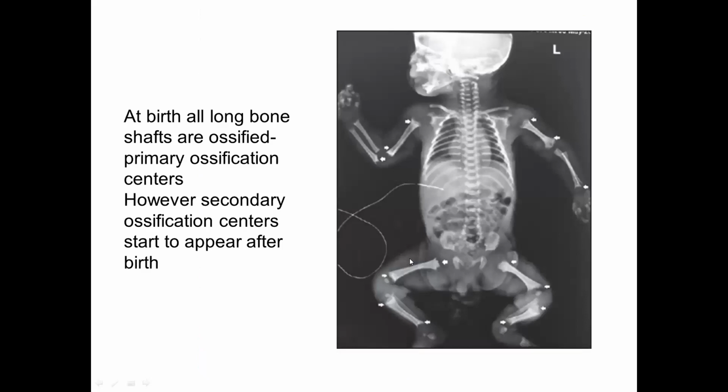Now this is an X-ray of a newborn baby. At birth, all the long bone shafts are ossified. That means all the primary ossification centers are there. However, secondary ossification centers start to appear after birth. So here you can see all the long bone shafts are ossified. There may be a few secondary ossification centers, but most of them are not there, right? So at birth, all the long bone shafts are ossified.